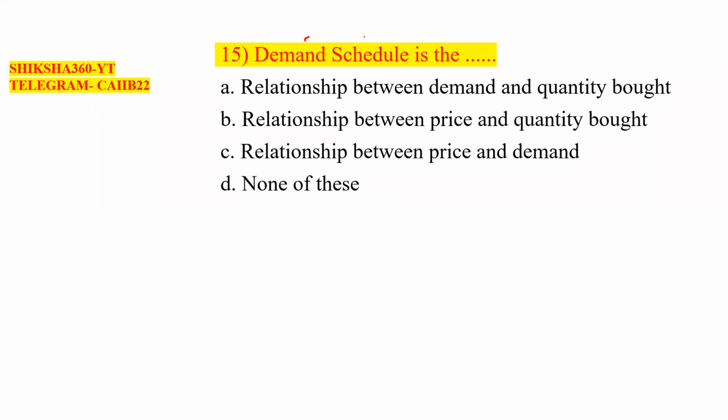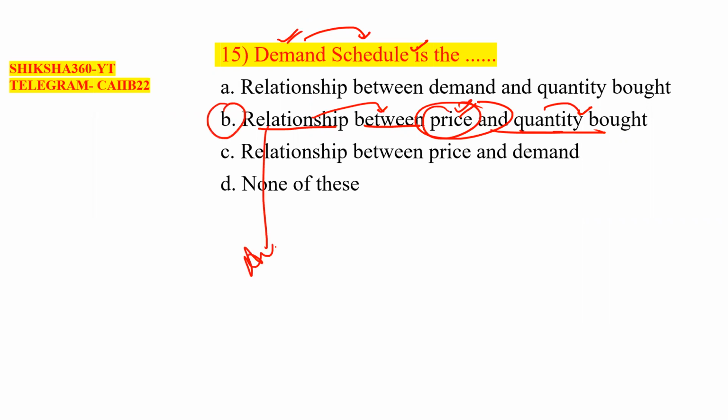So what is the demand schedule? Basically, it is not demand and quantity bought, it is the price and the quantity bought. The relationship between price and the quantity bought is known as a demand schedule. So option number B is the answer.